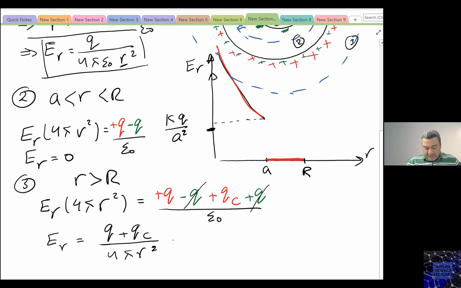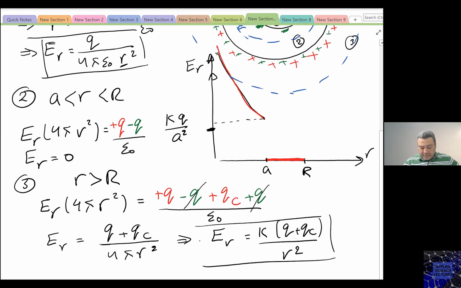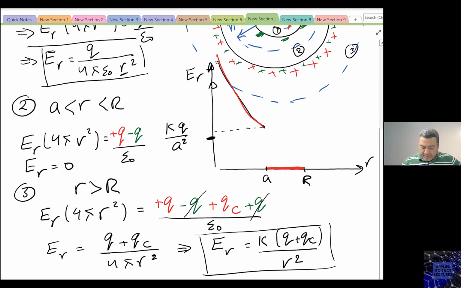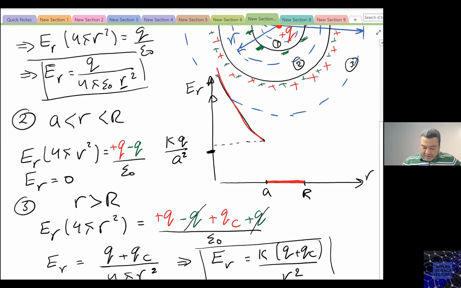So E times 4 pi r squared equals Q plus Qc divided by epsilon naught, and then E is k times Q plus Qc divided by r squared. This is the magnitude of the electric field for region number 3, which is r greater than R capital.